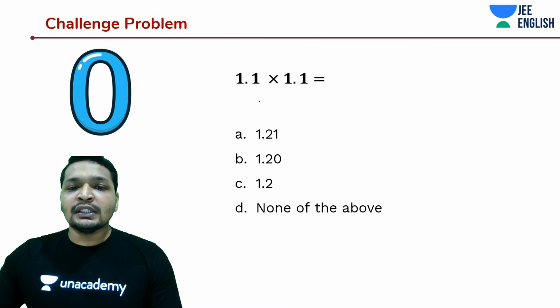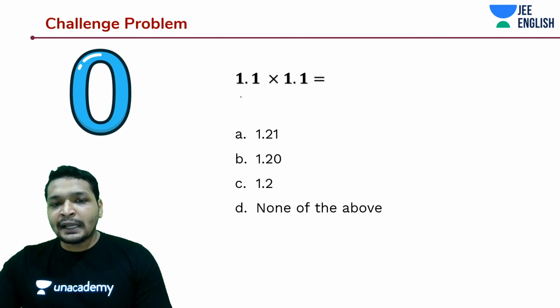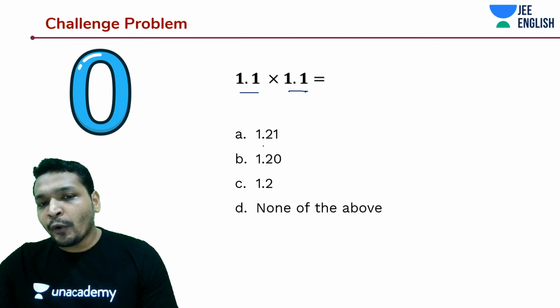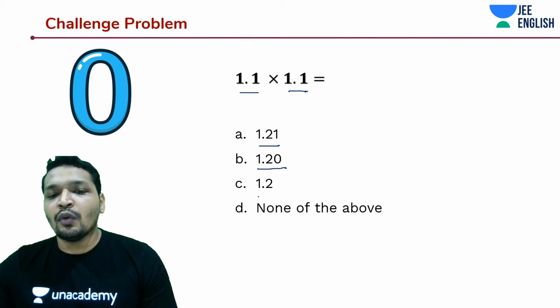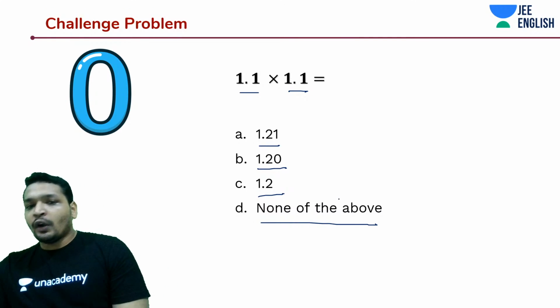And now in this case, what should be the answer, students? Whether I'm multiplying 1.1 into 1.1, it should be 1.21, 1.20, 1.2, or none of the above. What should it be?